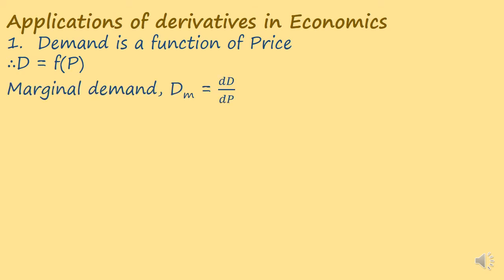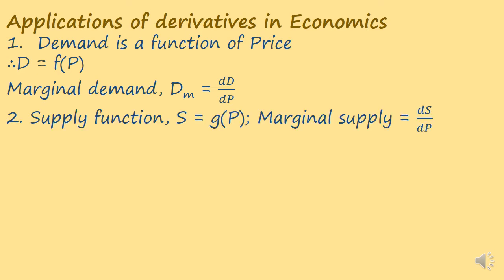Marginal demand is denoted as Dm, which is the derivative of demand with respect to price, that is dD/dP. Supply is also a function of price. So we write it as S = g(p), and marginal supply is given as dS/dP, that is a derivative of supply with respect to price.